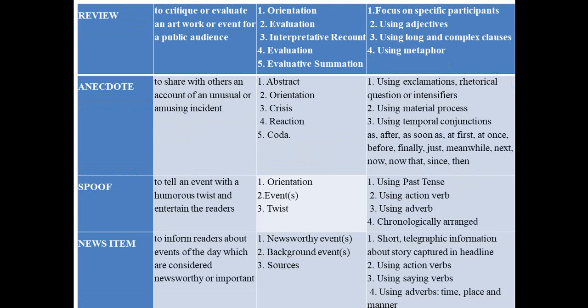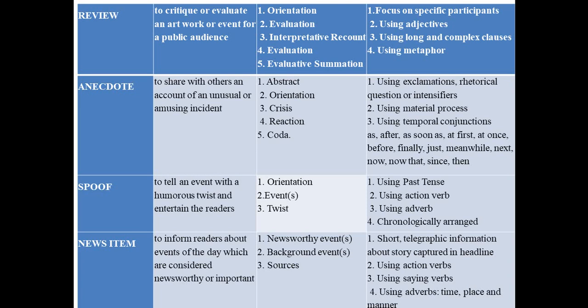The next type of text is review. As its name suggests, the purpose of this genre is to critique or evaluate an art work or event for a public audience. The structure is orientation, evaluation, interpretative recount, evaluation, and evaluative summation. In language features, you can find a focus on specific participants, adjectives, long and complex clauses, and metaphor.